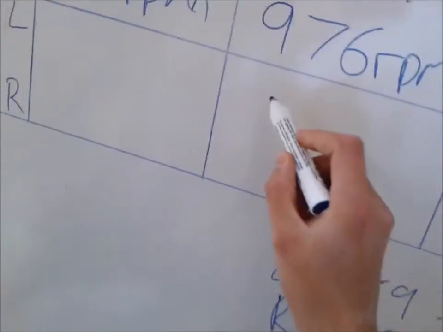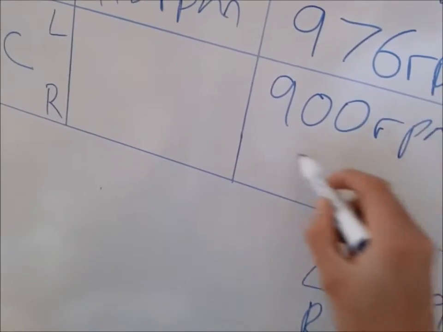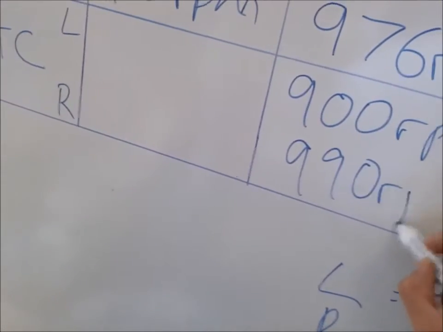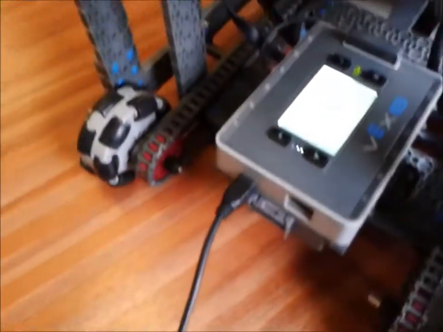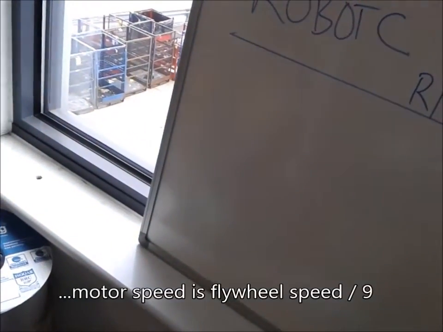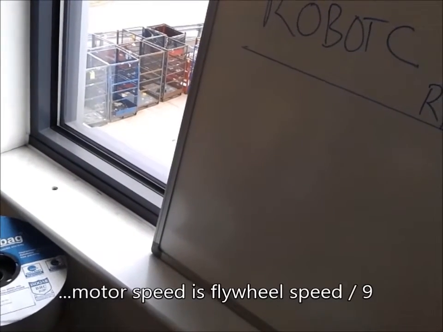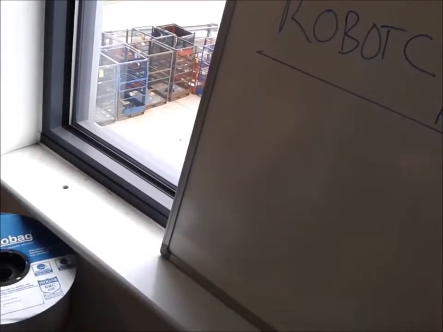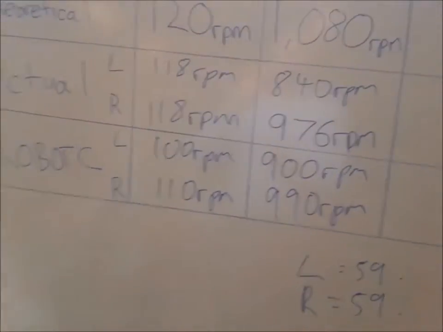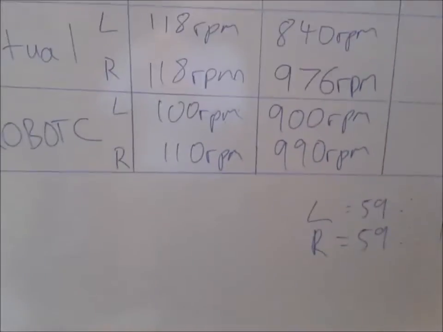So let's go and compare that to the actual results. We had 900 RPM on the left, 990 on the right, and 100 RPM at the motor, 110. Right, there we go. That's our final results.